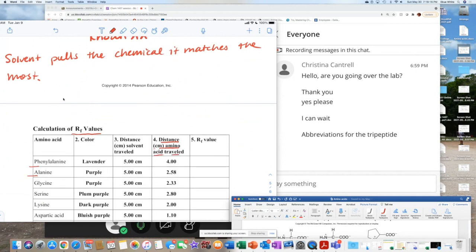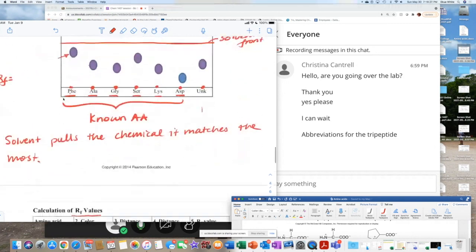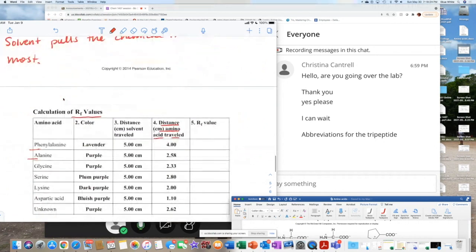So let me do the first one. Phenylalanine, I guess the color is lavender. Wait, these are different colors? They all look the same to me. I'm like, oh, wow, they're all different colors. No, they all look the same to me.